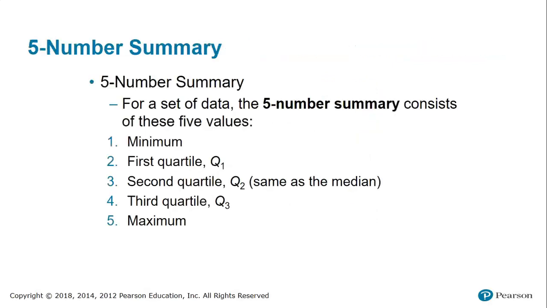Okay, the 5-number summary is also important, and it's important because you'll use this in graphing your box plots and so forth. With the 5-number summary, there are 5 numbers that you have to use. The first one is the minimum value. The second is your first quartile value. The third is the second quartile value, which is the same as your median. The fourth value is the third quartile, and then the fifth value is your maximum. So you need to be able to identify your 5-number summary values.